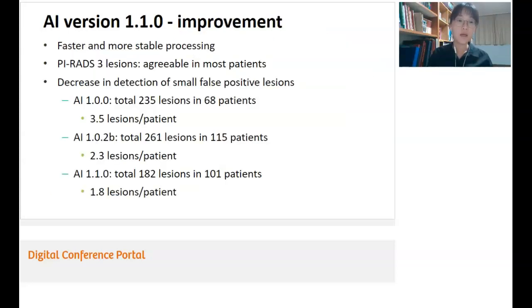As the AI had evolved, the performance also had improved. The process became faster and more stable. There were no PI-RADS 3 lesions in the early version, but PI-RADS 3 lesions in the later version were agreeable in most patients. Also, the number of false positive lesions decreased.